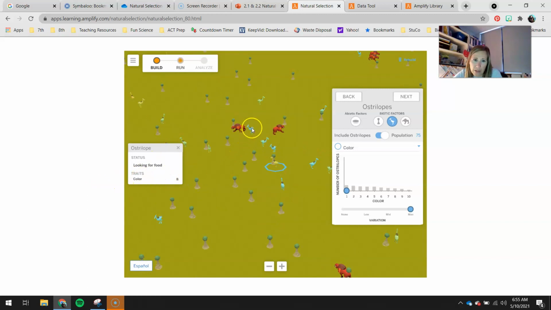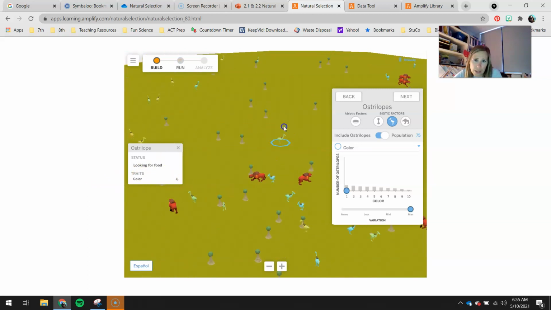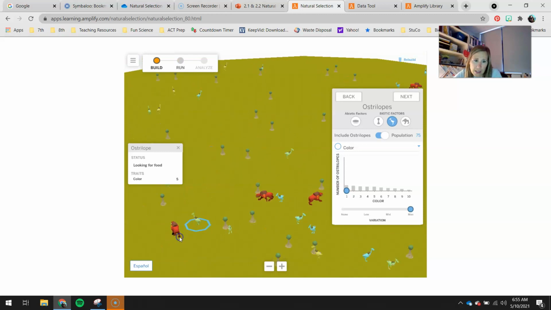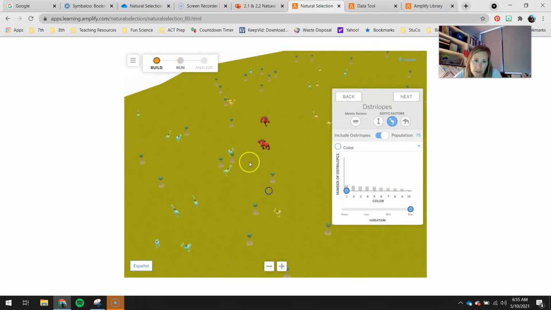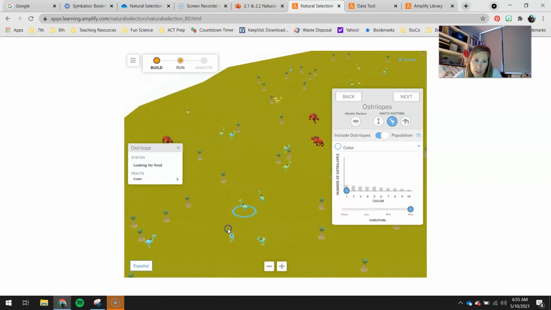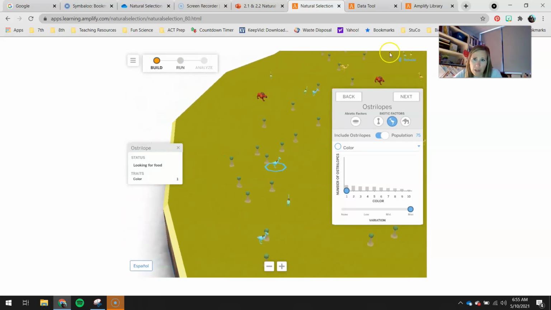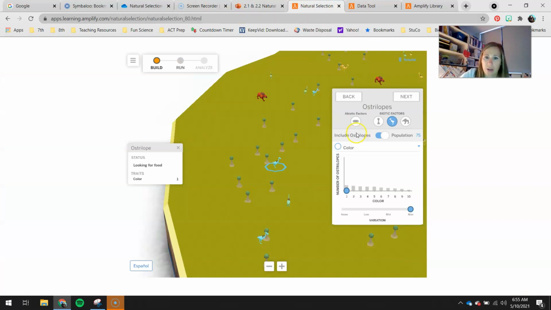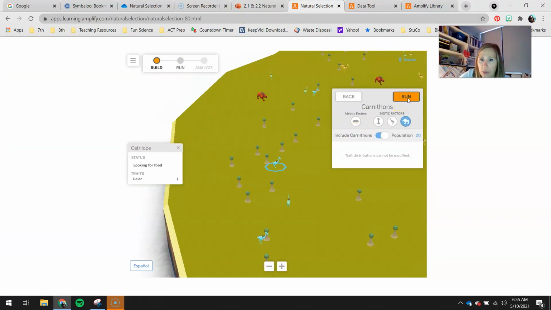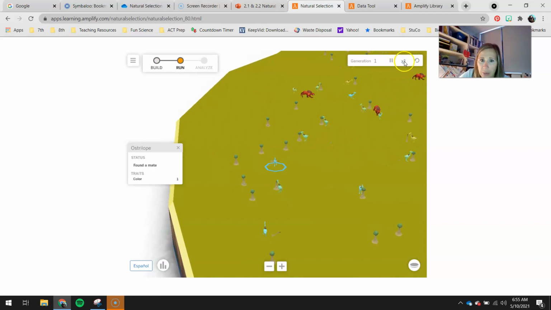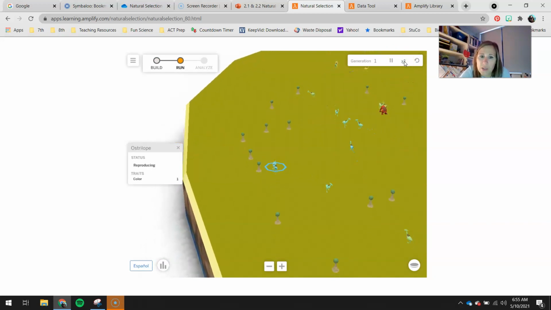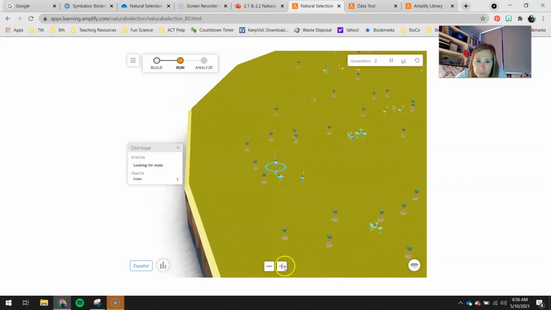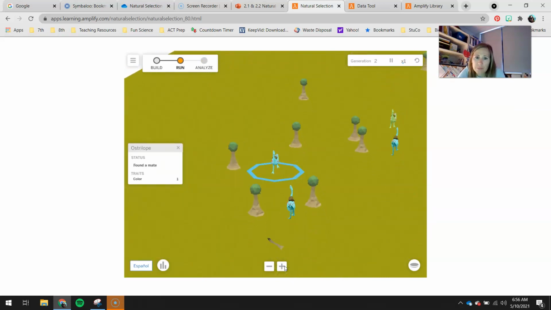Here's yellow 8. We don't need that color. Here's yellow 2. Don't need that color. 6, 5, 3, 1. Okay, so 1 is one of the colors, I believe. Let's double check. We need blue 1. Alright, we can slow it down a little bit, and we're just going to watch and see how many times this one reproduces. There's once right there. Oh, look at him go again. 2.